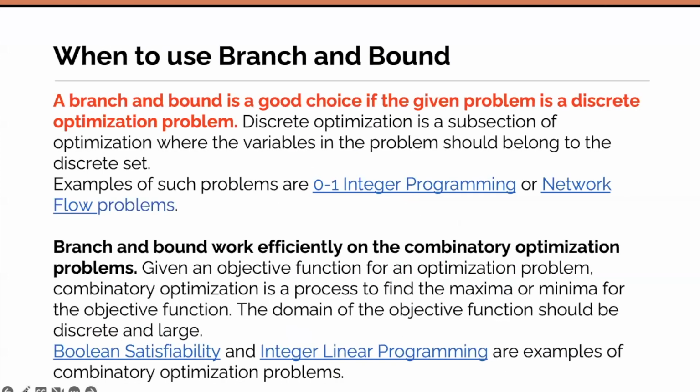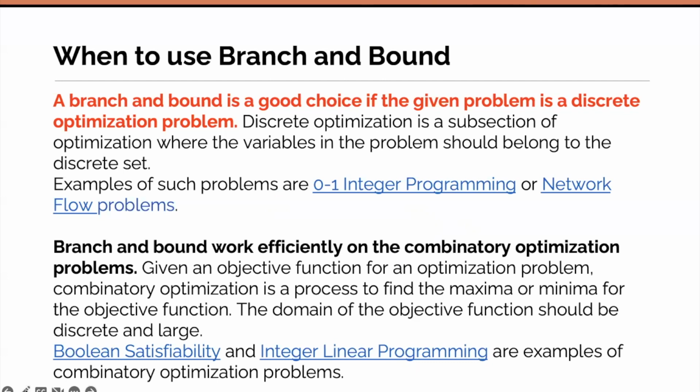So when do we use branch and bound? Branch and bound is a good choice if you're given a discrete optimization problem. Discrete optimization is a subsection of optimization where the variables of the problem belong to a discrete set. For example, if you solve zero-one integer programming or network flow problems, you can use the branch and bound method. Also, branch and bound works efficiently on combinatorial optimization problems.